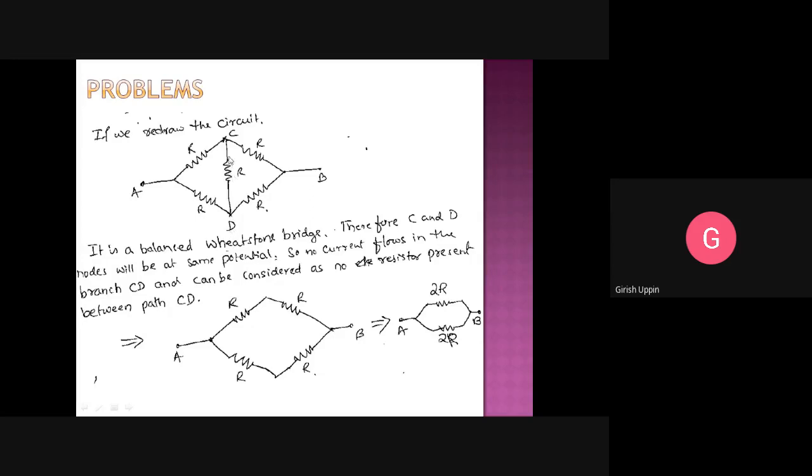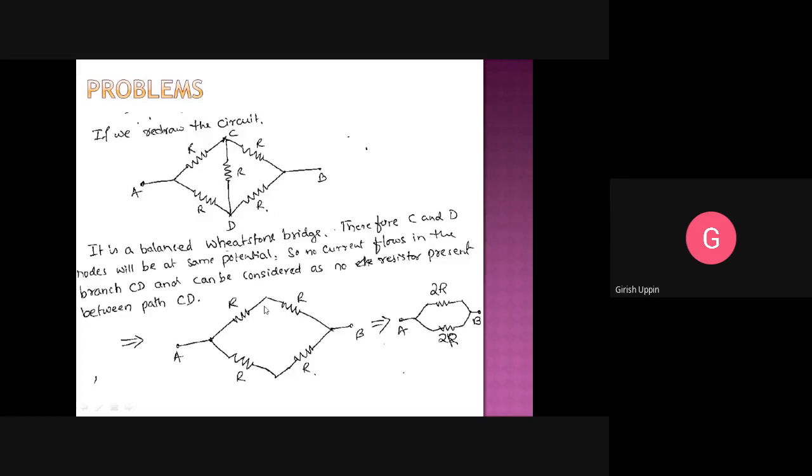That means it is as good as there is no resistor connected here, because current is not flowing there. It is only present in the diagram, but actually current is not flowing. Why is current not flowing? The potential at C and the potential at D are exactly the same. That is why there is no current in this branch. So that means it is as good as this resistor is not present.